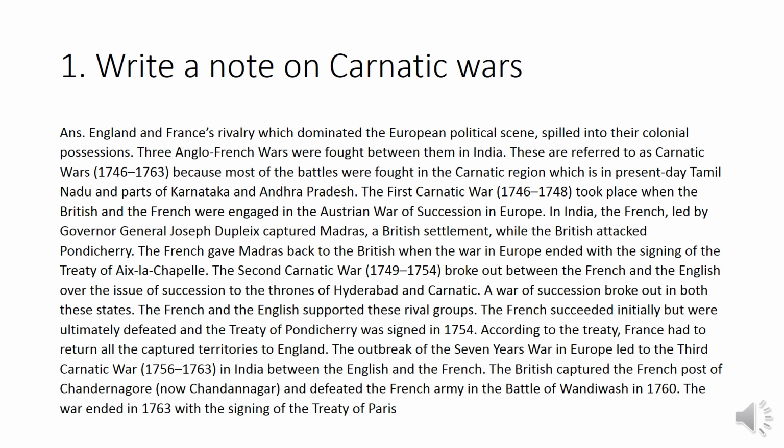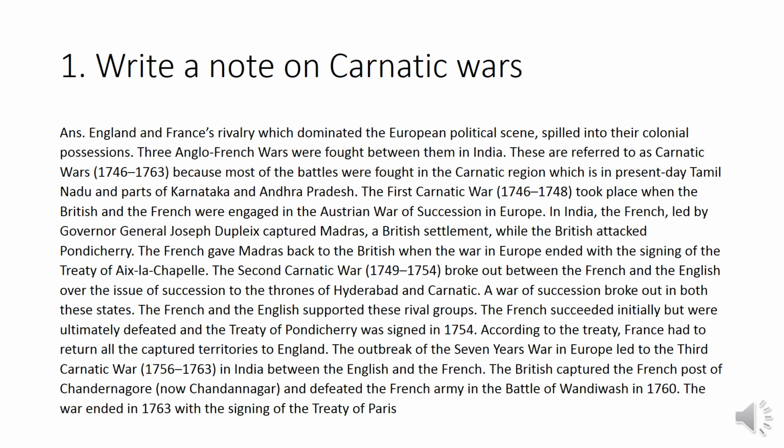The First Carnatic War took place when the British and French were engaged in the Austrian War of Succession in Europe. In India, the French, led by Governor General Joseph Dupleix, captured Madras, a British settlement, while the British attacked Pondicherry. The French gave Madras back to the British when the war in Europe ended with the signing of the Treaty of Aix-la-Chapelle.